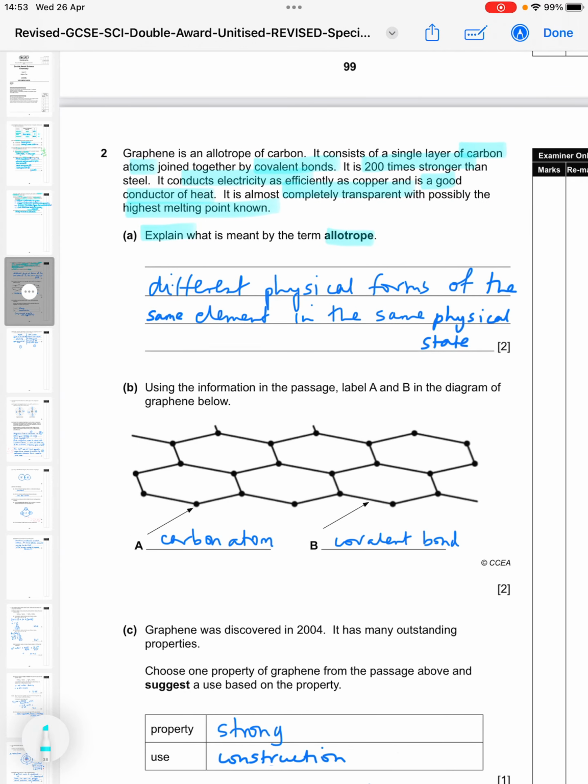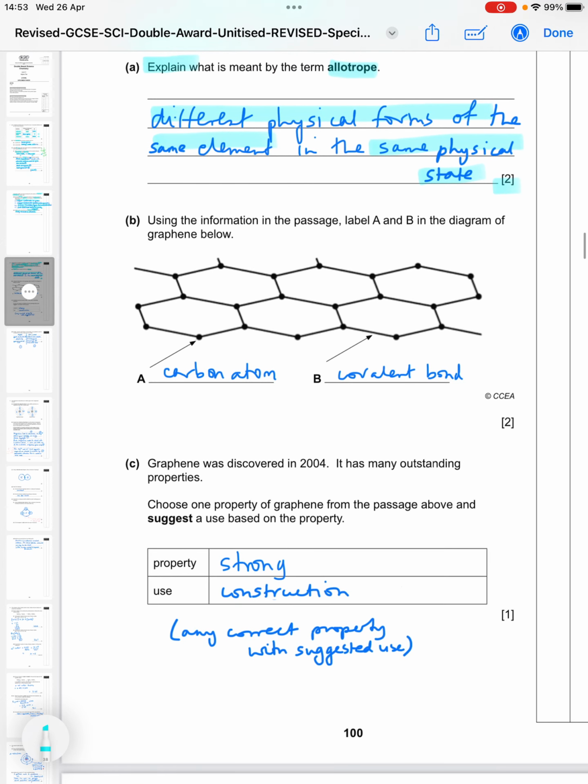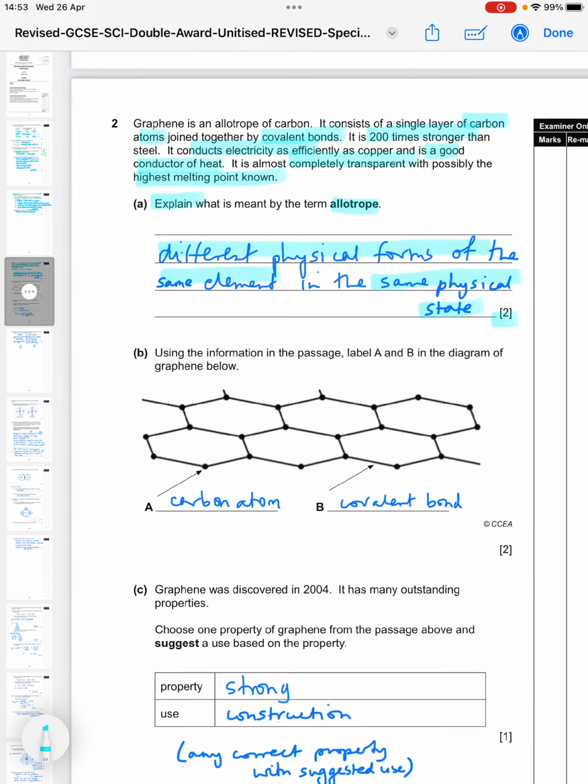The first question here says, explain what is meant by the term allotrope. So you need to say 2 things here for 2 marks. They are different physical forms of the same element in the same physical state. Okay, don't be going into neutrons or anything like that. That's isotopes. Allotropes are different physical forms in the same physical state. So in this case, different forms of solid carbon.